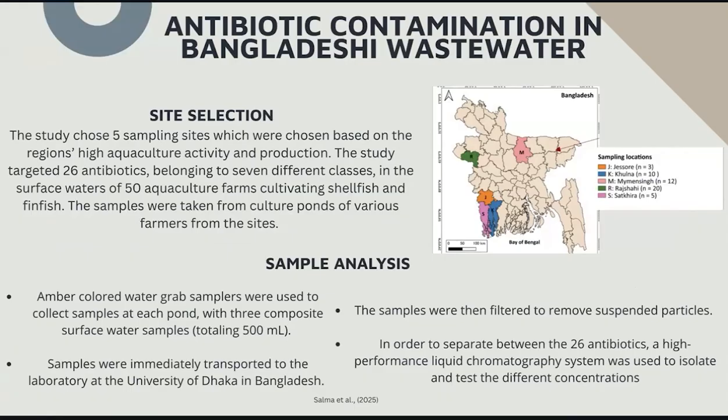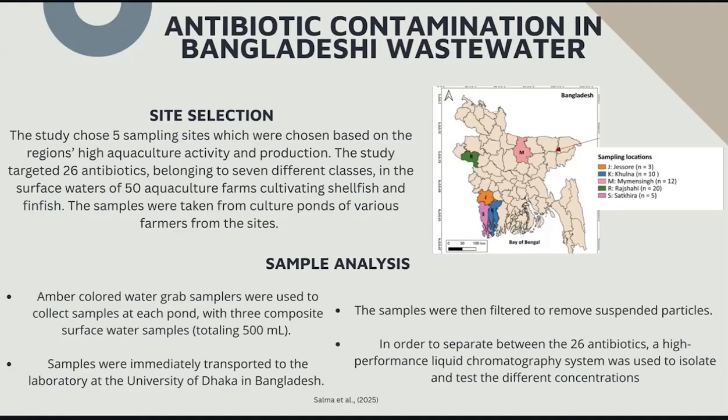And for the site selection, the researchers chose five sampling sites, kind of like regions, where there was high aquaculture activity and production. The study targeted 26 different antibiotics, each belonging to seven different classes of drugs. And they tested the surface waters of 50 aquaculture farms cultivating shellfish and finfish. Finfish just referring to finfish such as tilapia, carp, trout, etc. So the samples were taken from culture ponds of various farmers from the sites.